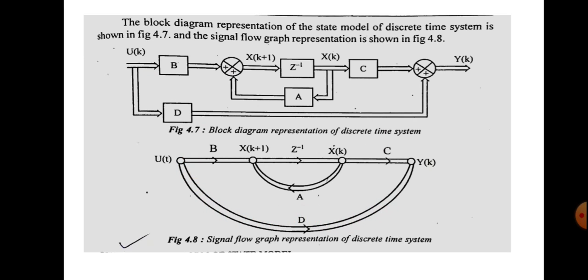So this is the signal flow graph and block diagram representation for the discrete time system. So this is all about this topic.